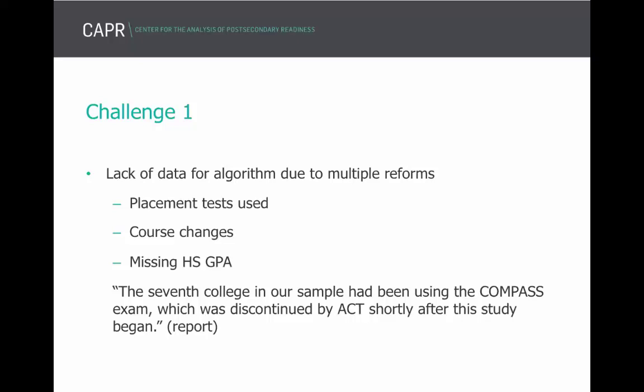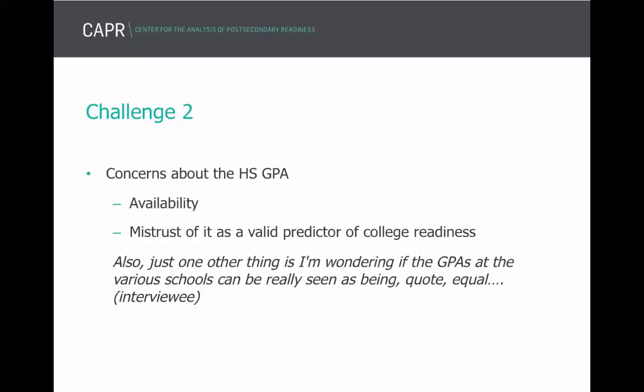Missing high school GPAs was sometimes an issue. The algorithm that we developed incorporated missingness as a factor, but that was a challenge that had to be dealt with. We talked about the concerns about high school GPA availability being one, but then questions were raised about some of the issues that we discussed earlier.